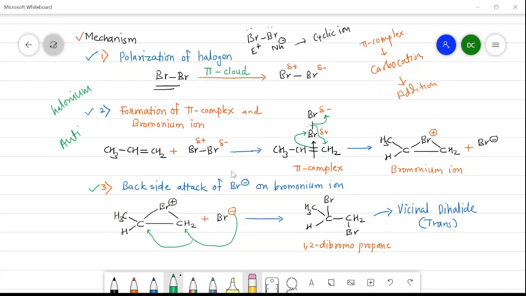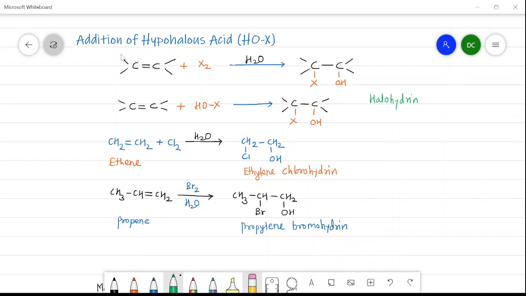So this is about the halogenation. The next reaction is the addition of hypohalous acid. In the previous point we have seen X2 when it is treated with the alkene in presence of inert solvent, there is the addition of two halogens across the carbon double bond carbon and it gives a dihalide.